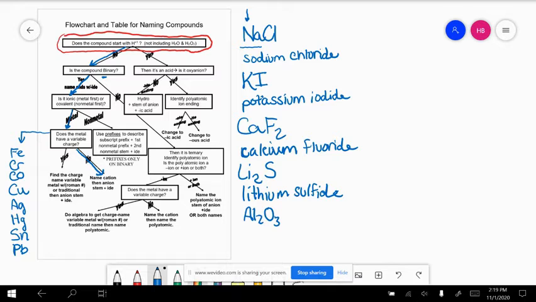Does this compound start with H+? No, it starts with aluminum. Is it binary? Yes, it has aluminum and oxygen. Is it ionic? Yes, aluminum is a metal. Does this metal have a variable charge? No, it's not one of these 8 right here. Aluminum is a fixed charge, always has a charge of +3. So this is aluminum oxide.